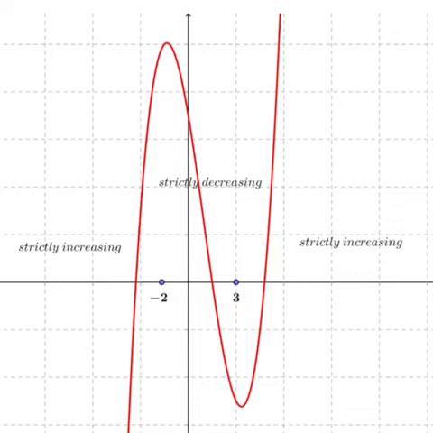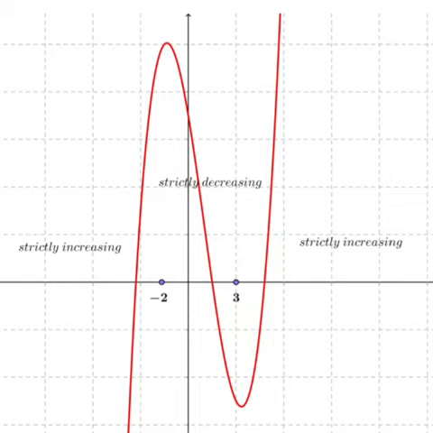Then from there, you see that the graph is going upwards again. It is increasing. So what we do is we will use the intervals. We only look at the x-axis now. Now we see like this.